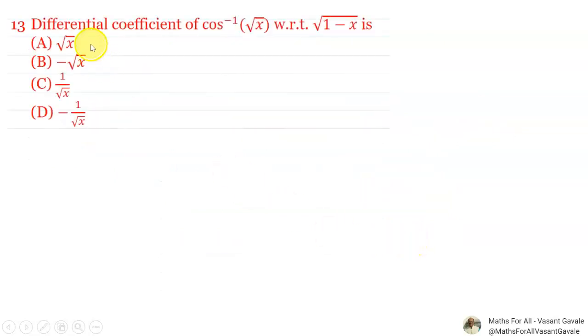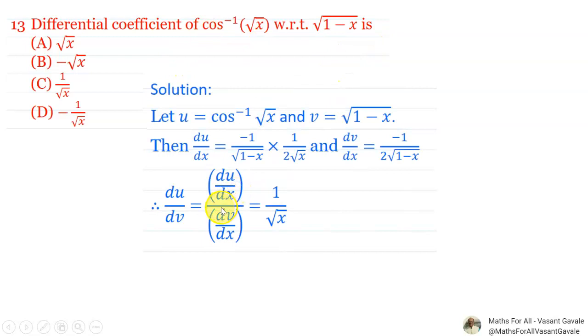Next example. Differential coefficient of cos inverse of root x with respect to root of 1 minus x. Okay, so again as usual we consider u, and this we consider v. We find out du by dx, that is minus 1 upon root of 1 minus root x square, which means x, into d by dx of root x, which is 1 upon 2 times root x. Next dv by dx, that is minus 1 upon 2 times root of 1 minus x.